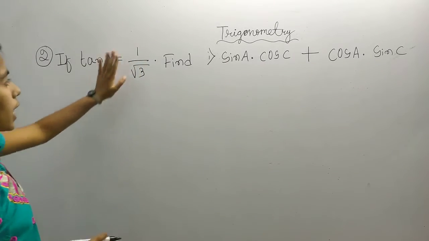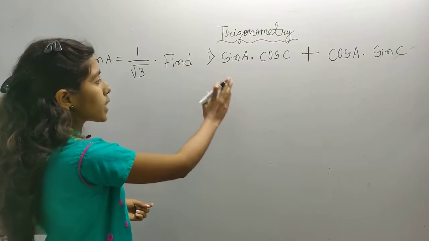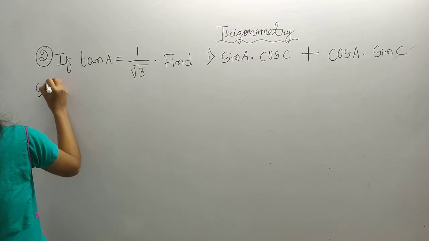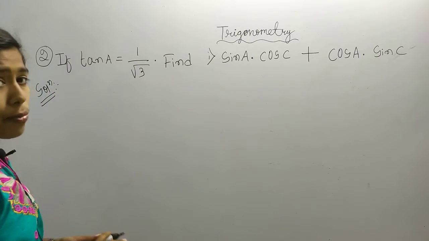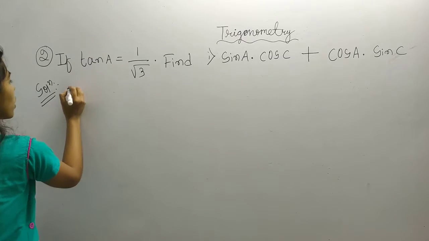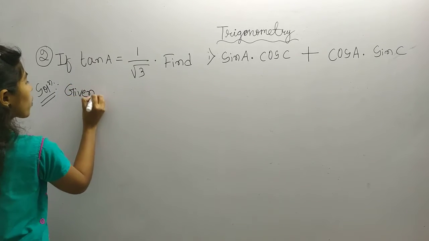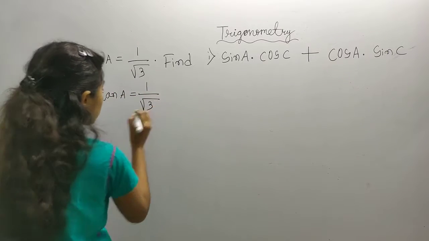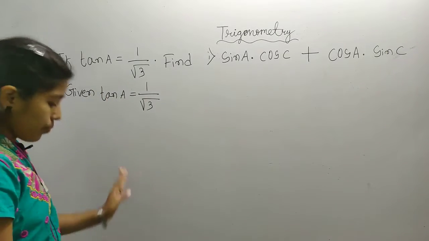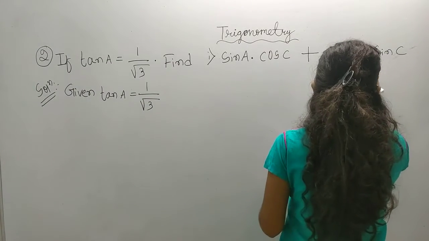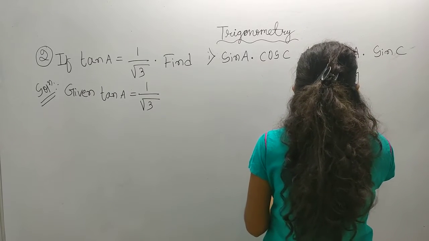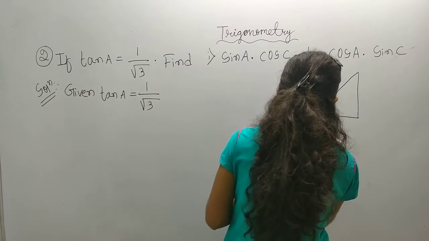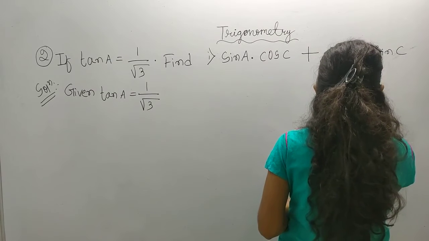See, if tan A equal to 1 by root 3, we have to find sin A cos C plus cos A sin C. So first solution, what I have said to you, first you have to see what is given in the question. So here we will write given tan A equals to 1 by root 3. Over. Then what is our next work? We have to draw a triangle to know the sides. Okay. This is a triangle. This is A, this is B, and this is C.